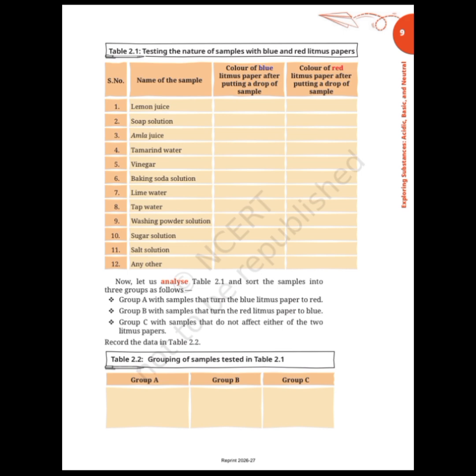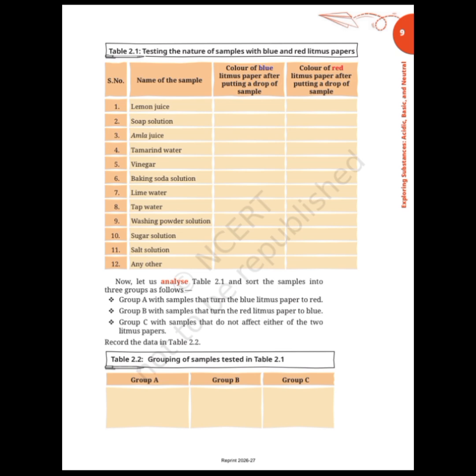Table 2.1, testing the nature of samples with blue and red litmus papers. S. No., name of the sample. 1. Lemon juice. 2. Soap solution. 3. Amla juice. 4. Tamarind water. 5. Vinegar. 6. Baking soda solution. 7. Lime water. 8. Tap water. 9. Washing powder solution. 10. Sugar solution. 11. Salt solution. 12. Any other. The table has 2 blank columns for students to fill in: color of blue litmus paper after putting a drop of sample, and color of red litmus paper after putting a drop of sample.